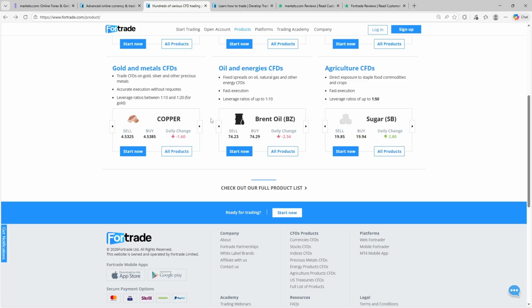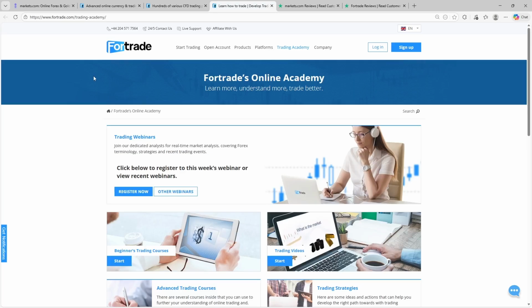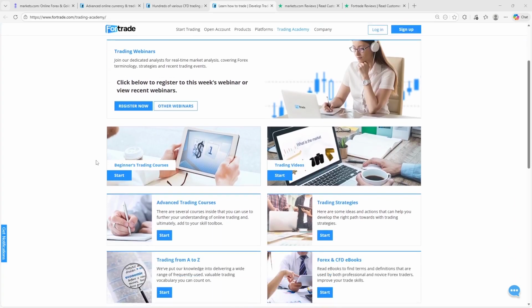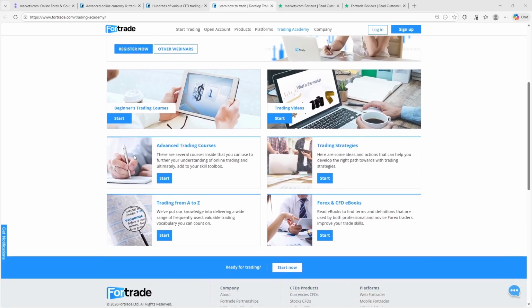Fortrade also places strong emphasis on trader education. The platform integrates educational resources, market analysis, and structured learning materials designed to help traders understand leverage, margin, and risk management. This makes it particularly appealing to traders who value clarity and structure over aggressive promotional marketing.